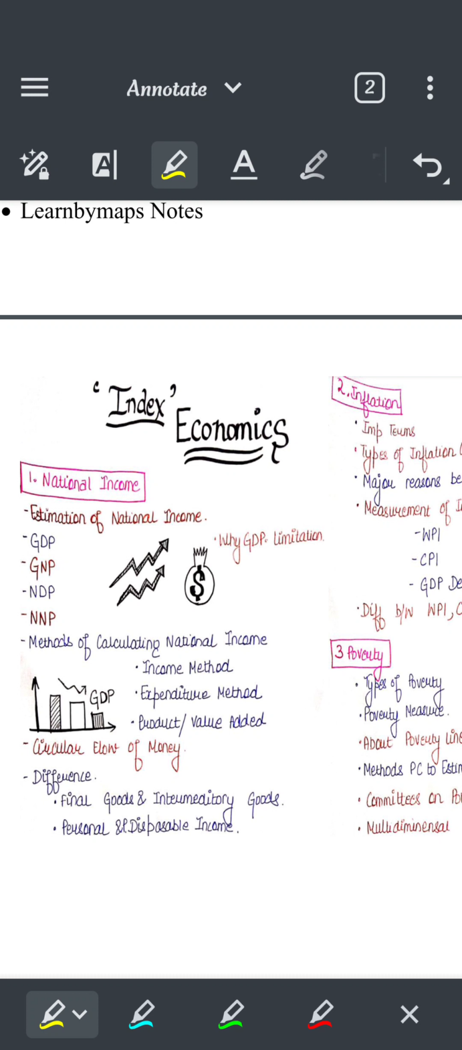So, as we see, the notes are there for the national income component: estimation of national income, GDP, GNP, NDP and NNP, and also methods of calculating national income. Through these notes you will also understand how to prepare your own notes, and to write answers in a proper manner, which is very presentable, with the use of proper bullets, proper flow charts, and also with the help of diagrams. In this manner you will be able to recall that information for a very long time.